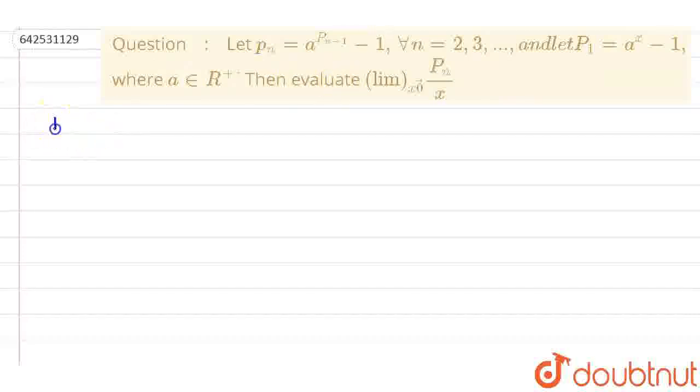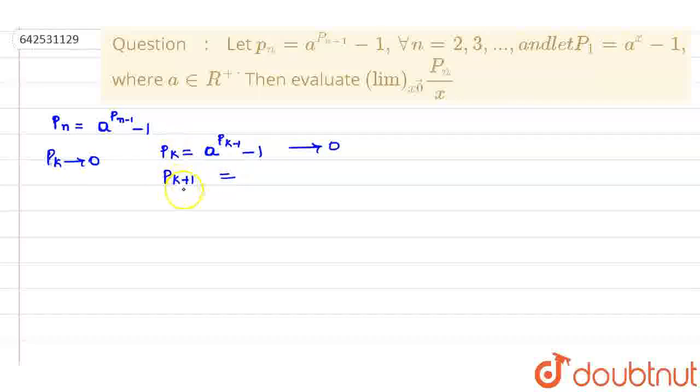So what is given in the question is Pn equals A raised to the power Pn minus 1, minus 1, right? Let's say Pk tends to 0. So when I say Pk tends to 0, that means Pk is equal to A^(Pk minus 1) minus 1, so Pk minus 1 also tends to 0, right? When I replace Pk with Pk plus 1, it should be A^(Pk) minus 1.